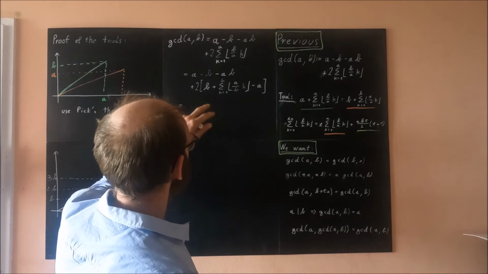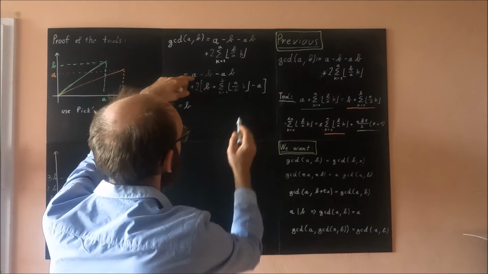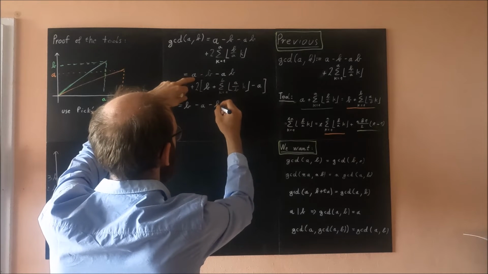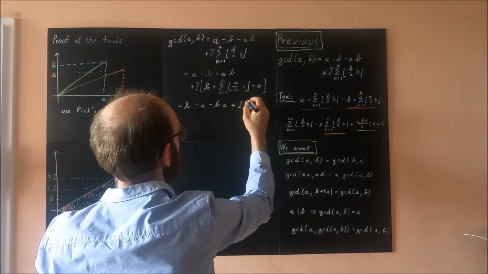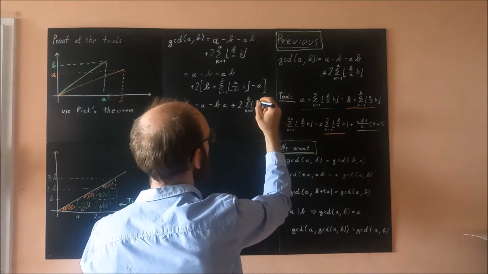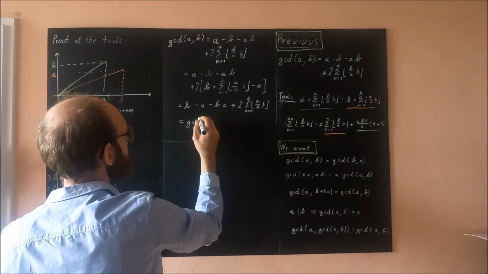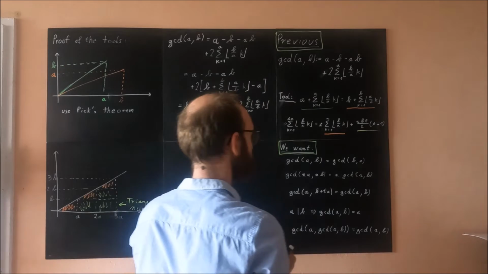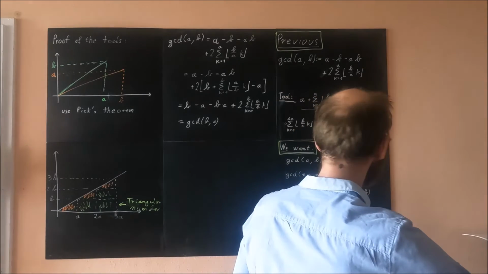Now we have minus b plus 2b is b, a minus 2a is minus a, times b is b times a, plus 2 times the sum where k runs from 1 to b of the floor of a over b times k. But this is exactly the definition of the GCD of b and a. So this proves our first statement.